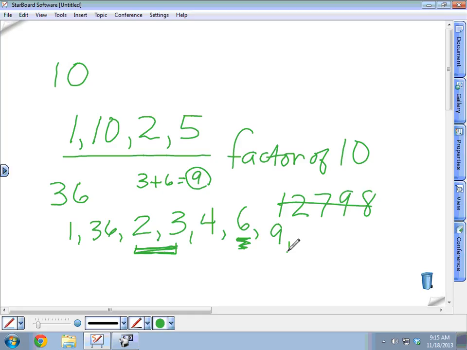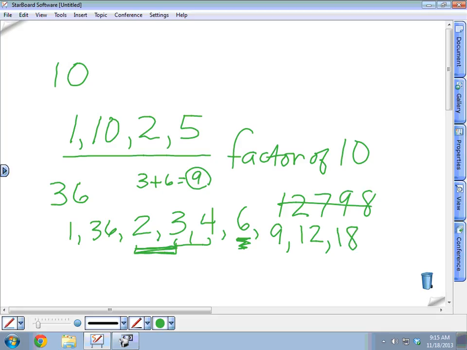Okay? 11. No, right? Because you know it would be 33 or 66 if it was divisible by 11, right? Okay. 12. Yes. Sure, because 3 and 4 are there, right? And 12 is there, okay? How about anything else? 13? No. 18. 18 is in there.